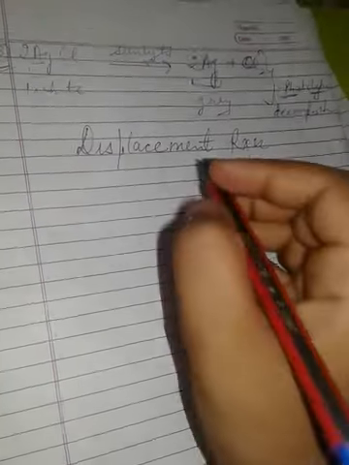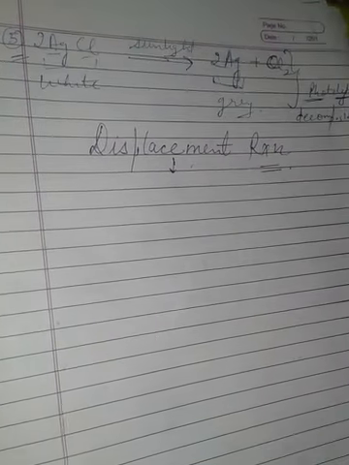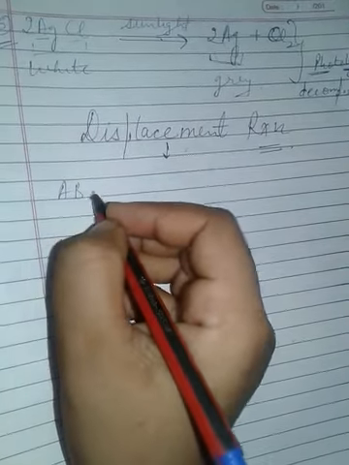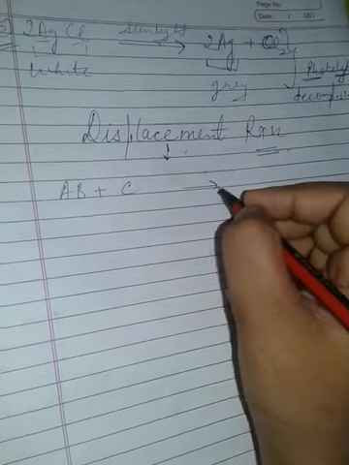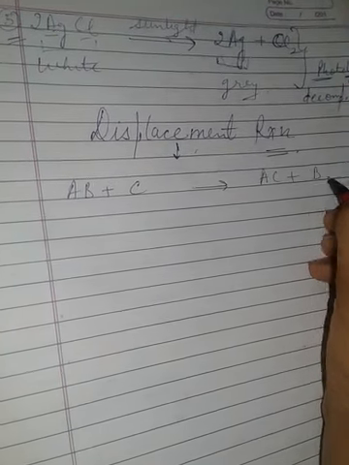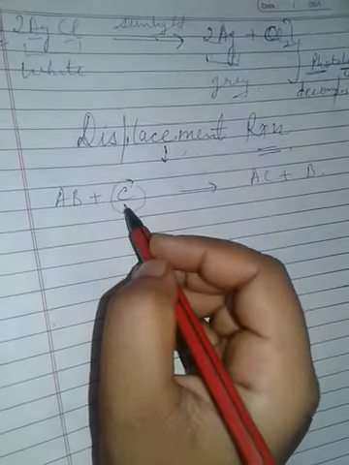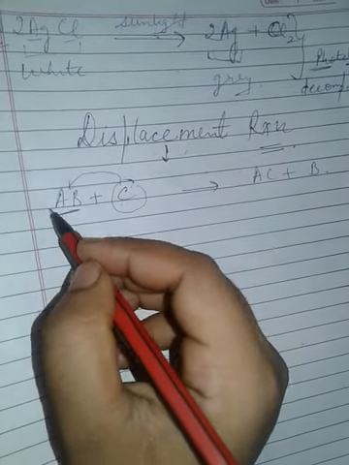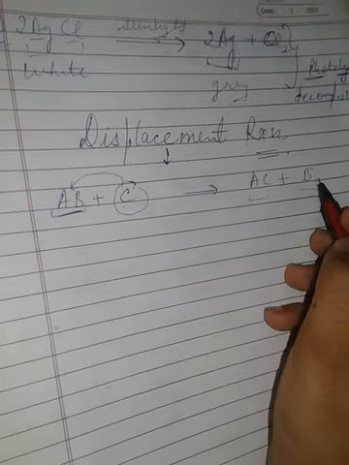Displacement reaction is a very important reaction. Let us understand this reaction with a very common example. Suppose I am taking two reactants, AB and C, and the product formed is AC plus B. Now in this reaction, C displaces B from its compound AB to yield AC and B.